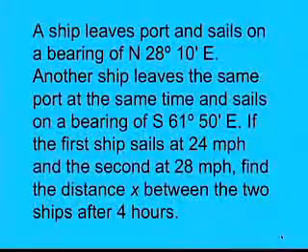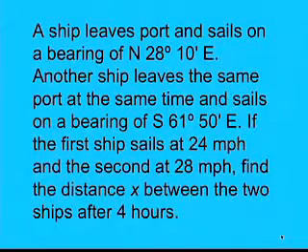Let's do an exercise using this method of bearing. We have a ship leaving port and sailing on a bearing of north 28 degrees, 10 minutes east. Another ship leaves the same port at the same time and sails on a bearing of south 61 degrees, 50 minutes east. If the first ship sails at 24 miles per hour and the second at 28 miles per hour, find the distance x between the two ships after 4 hours.